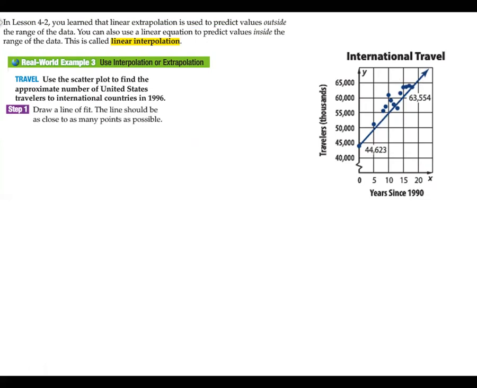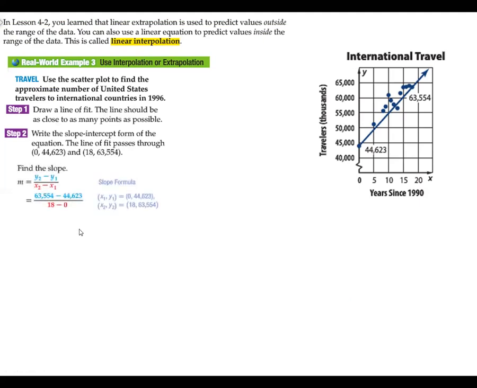So we drew the line of fit, and that, again, that's as close to as many points as possible. You may have drawn it a little bit more up here. That would be fine, no big deal. So write the slope-intercept form of the equation through the line that passes through these 2 points. So we used 0 and 44,623, as well as 18, 63,554. Now, those are probably 2 points that they had from the data values. That's probably how they got those numbers, because it's kind of hard to eyeball 63,554 just by looking at it. Okay? So let's assume that they had a table of values they were working from.